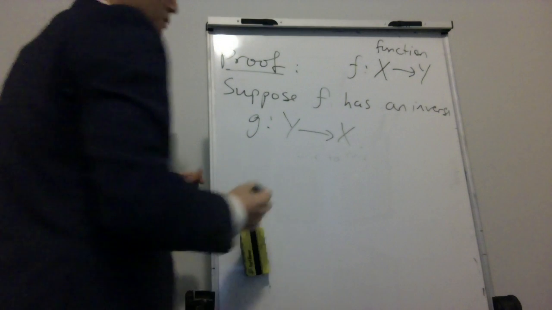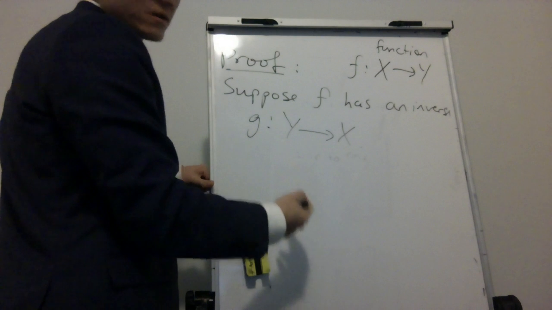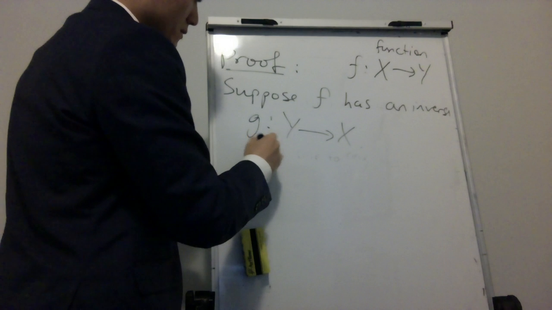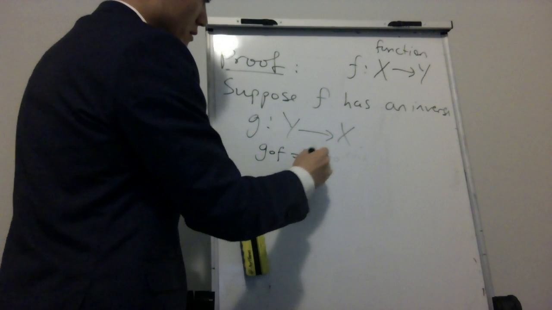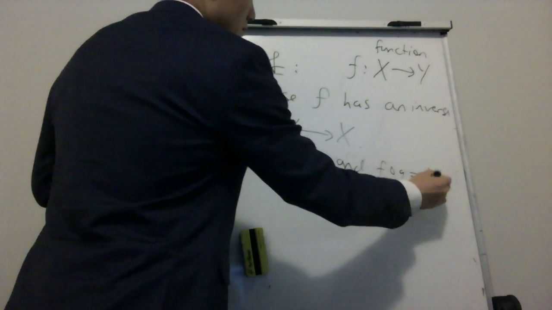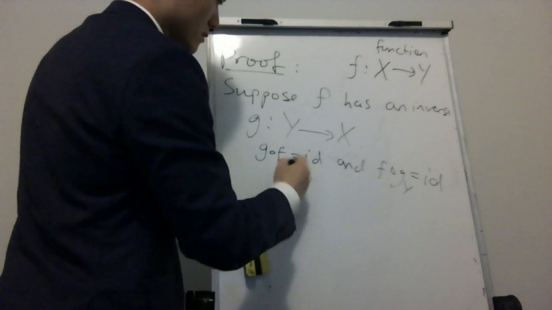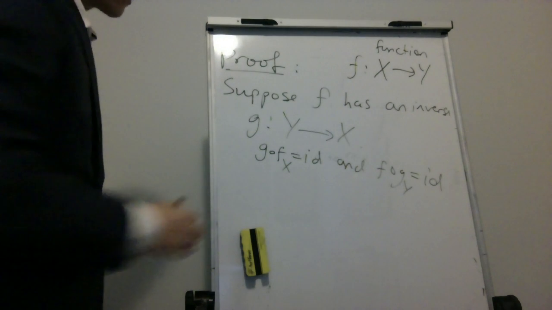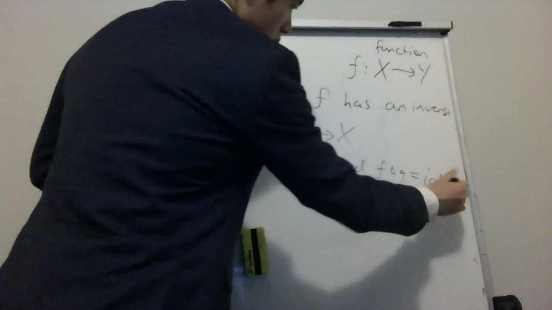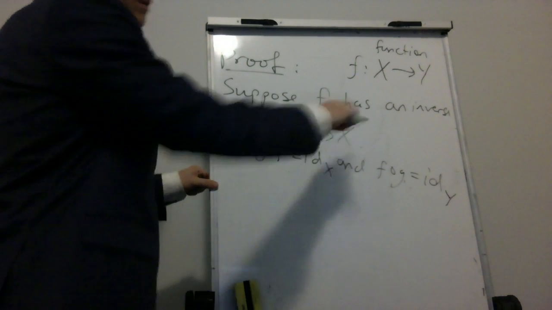Okay, and then by definition of the inverse, we know that f undoes g and g undoes f. Another way of saying that is g composed with f equals the identity, and f composed with g is equal to the identity, but they're identities on different sets. So this one's on y and this one's on x. Okay, so now we want to prove that f is one-to-one and onto.